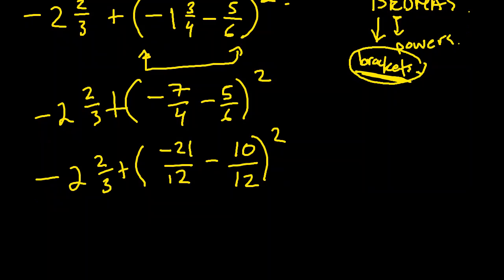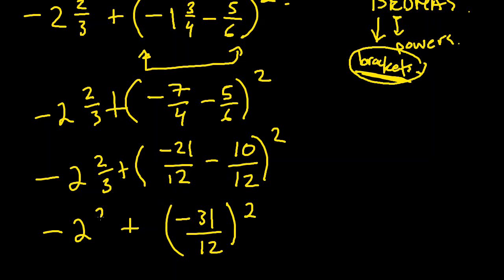So now, what's our next step? Well, we can simply just subtract these two numbers, right? Because we now have common denominators. So this just becomes negative 31 over 12 squared. And then we have the negative 2 and 2 over 3 here. So I'm going to continue up here.